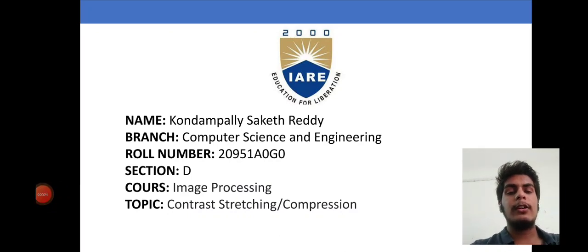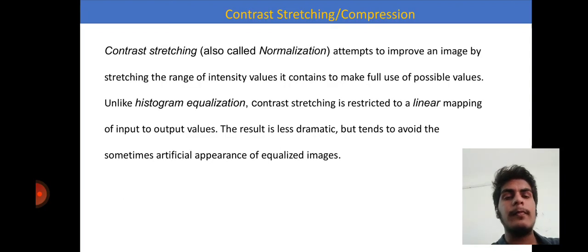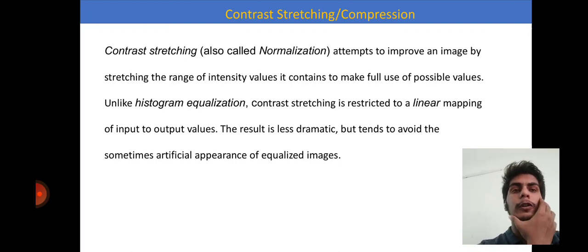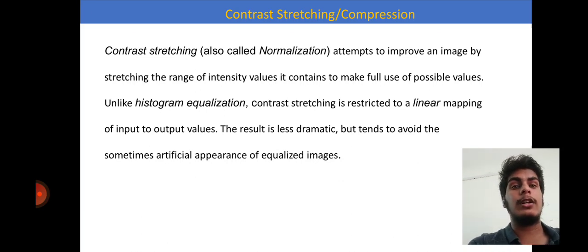Today my topic is contrast stretching or compression. Contrast stretching, also called normalization, attempts to improve an image by stretching the range of intensity values. It continues to make full use of possible values.